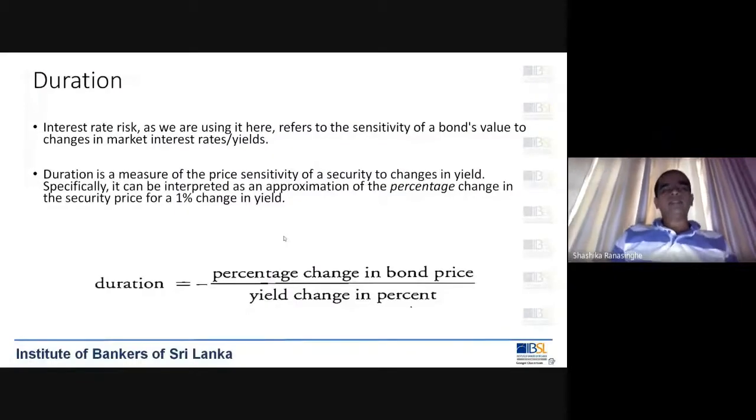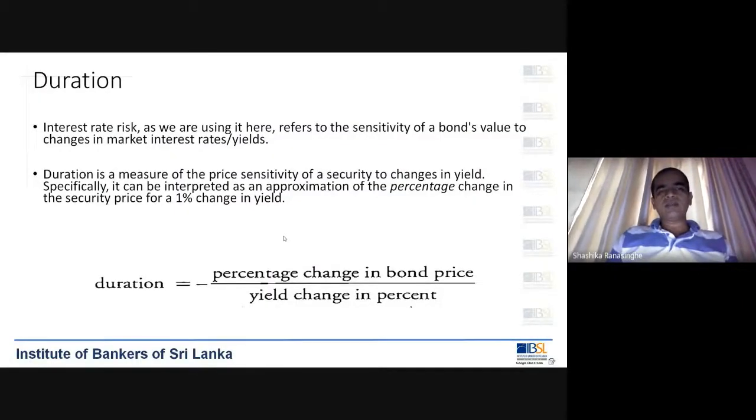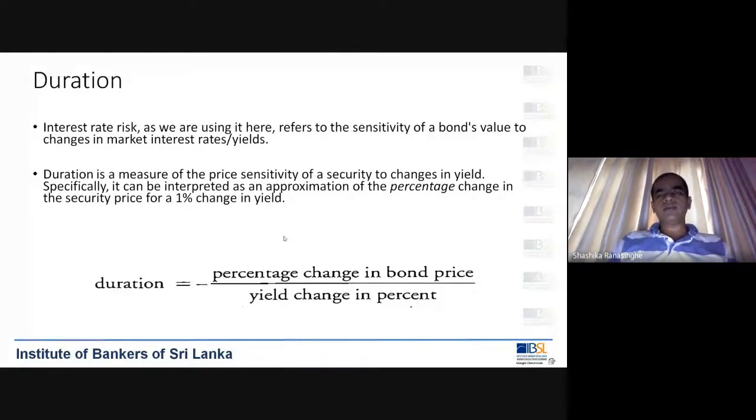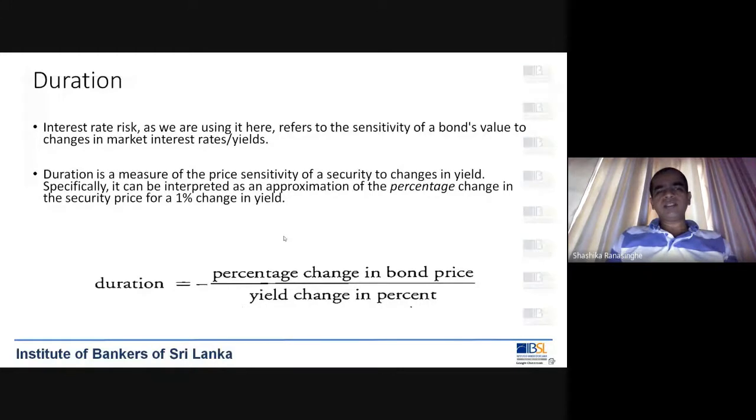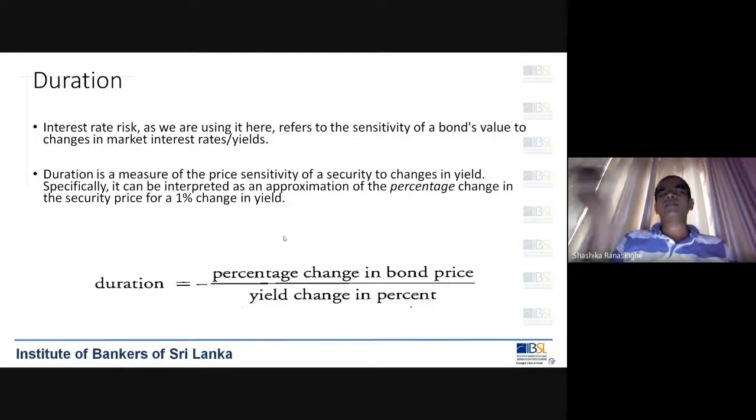Duration interest rate risk, as we are using it here, refers to the sensitivity of a bond's value to changes in market interest rates, right? Duration is a measure of the sensitivity of a security to changes in interest rates. That's what we just learned. Specifically, it can be interpreted as an approximation of the percentage change in the security's price for a 1% change in yield.